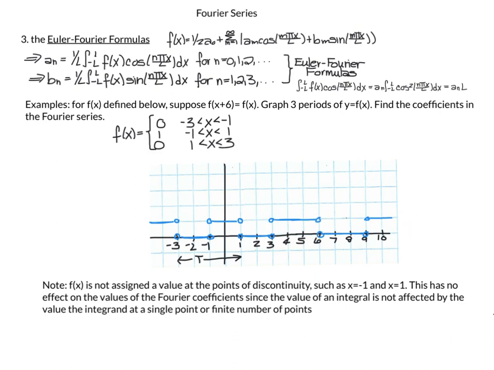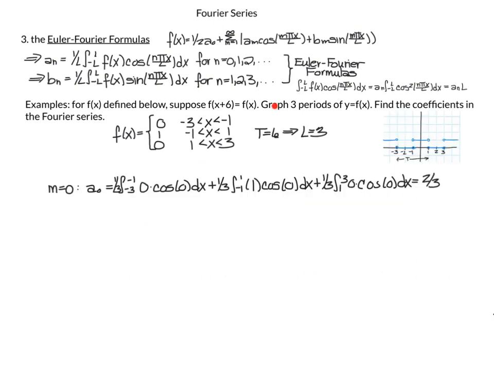And you want to note that even though f of x is not assigned a value at the points of discontinuity over here, such as x equals -1 and 1, this has no effect on the Fourier coefficients, since the value of an integral is not affected by a single point, or even a finite number of single points. So I've written T, our period is 6, and L is equal to 3.